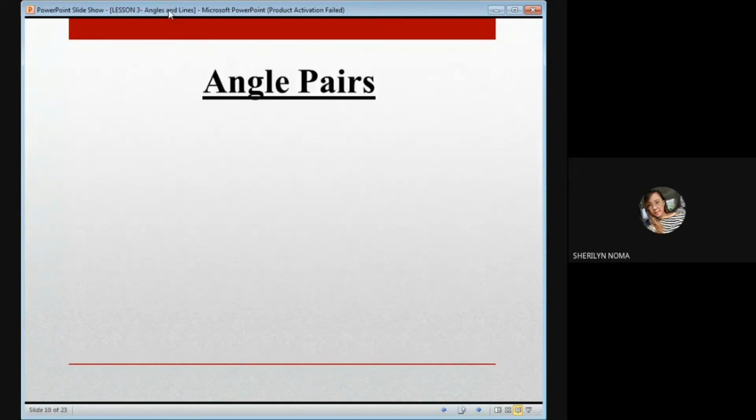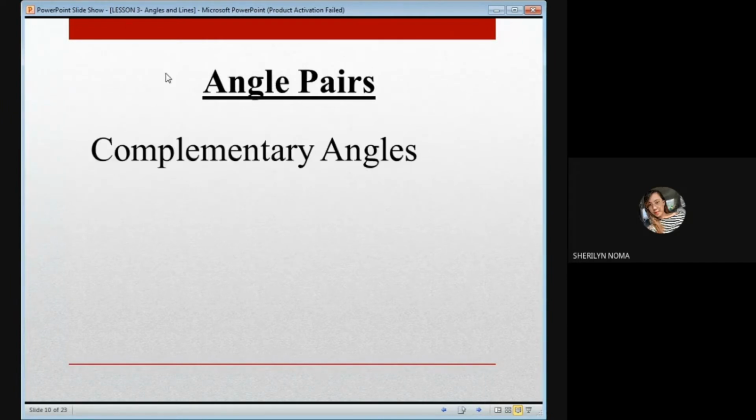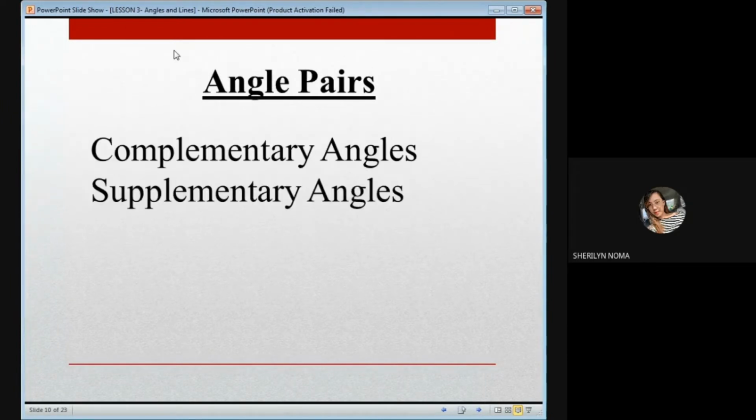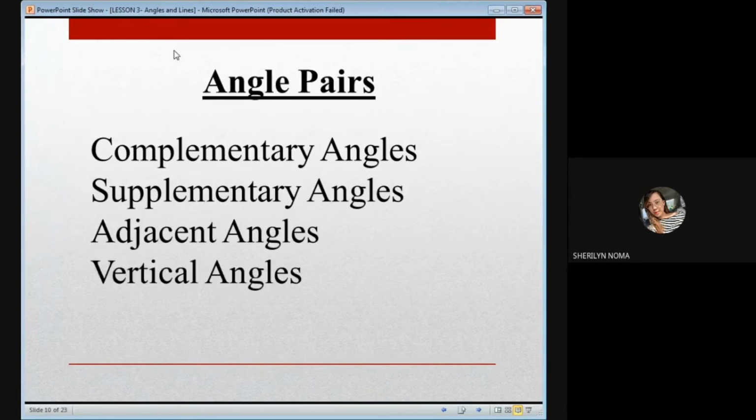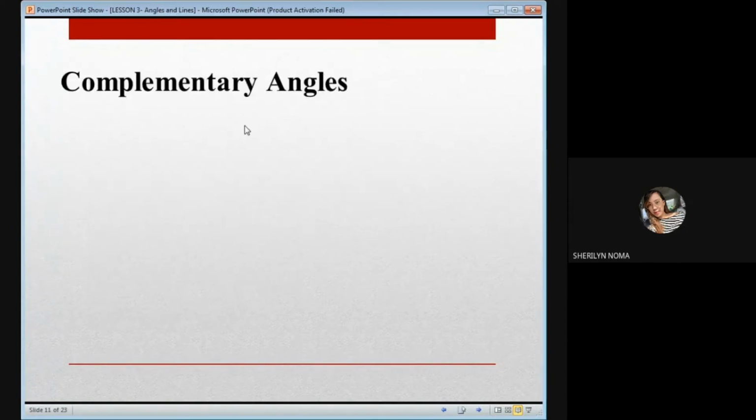So, we have angle pairs. That's what we call the angle pairs. We have the complementary angles, the supplementary angles, the adjacent angles, the vertical angles, and the last one is the linear pair. So, what is a complementary angle?